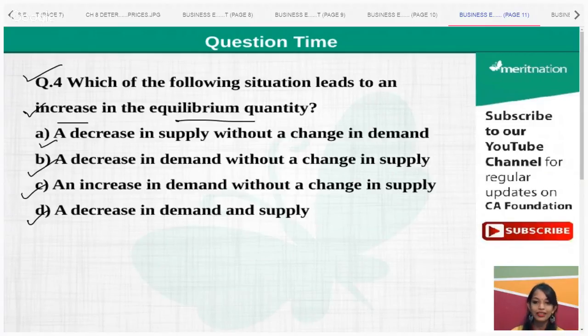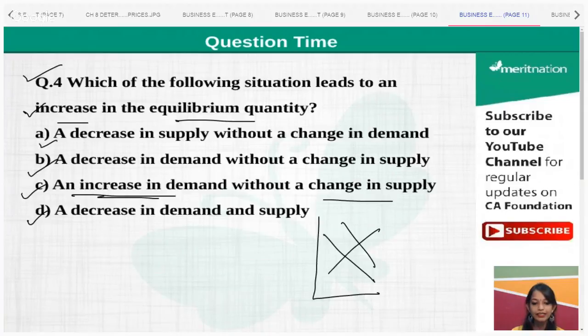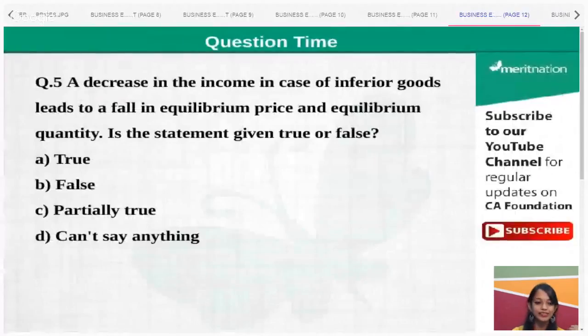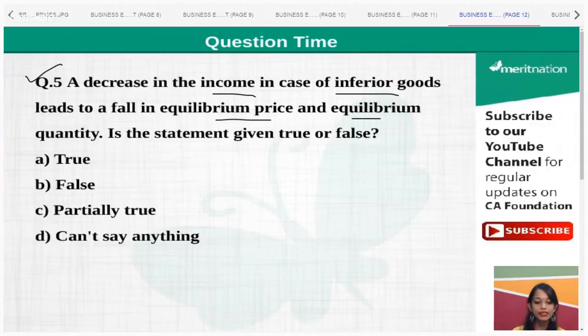Correct, Achit. An increase in demand without a change in supply. So obviously, if my demand increases, it would lead to an increase in the quantity. Awesome. Yes, correct, everyone. C is the correct answer. Great. Okay, next question. A decrease in the income in case of inferior goods leads to a fall in equilibrium price and equilibrium quantity. Is the statement given true or false?